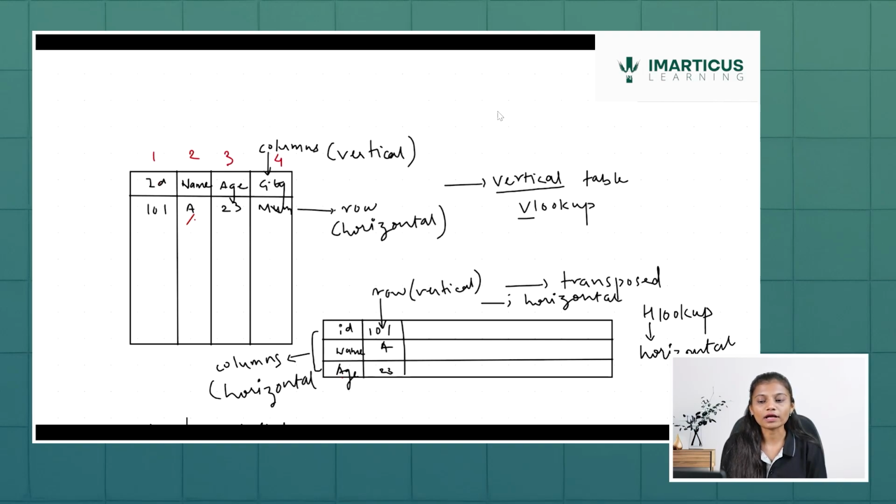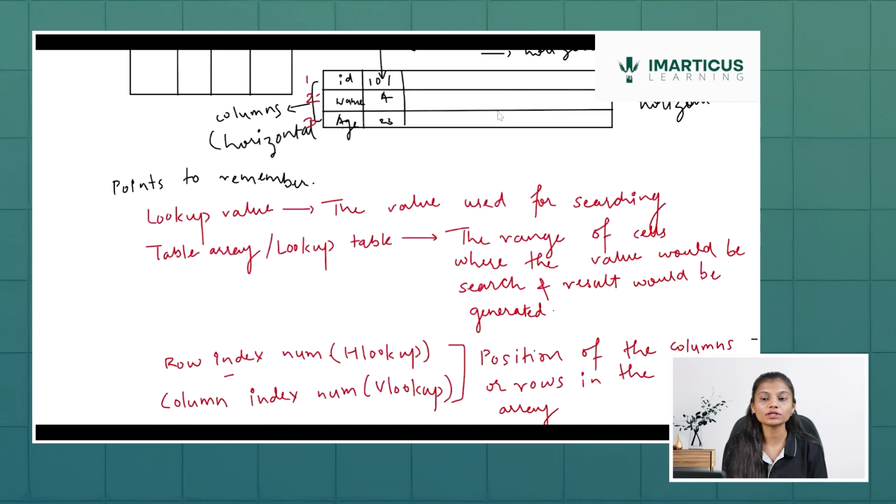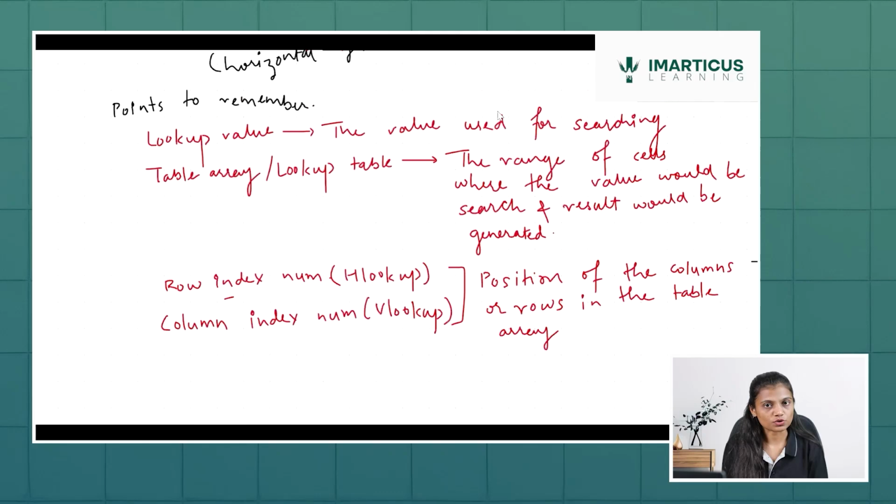Now row index number, similarly over here, it would be 1, it would be 2, it would be 3. Now this is for HLOOKUP. Why? Because the columns are horizontally aligned over here. So here you can see, if I want to find out the name, I obviously need a row index number as 2. So these are certain terminologies which need to be focused on when you are working with VLOOKUPs and HLOOKUPs.